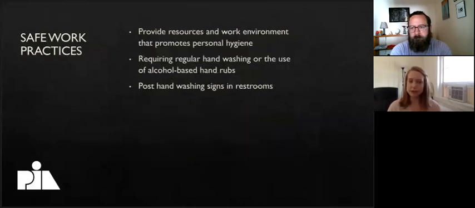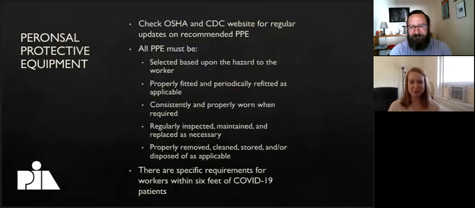And that leads straight into safe work practices, which are providing the resources and work environment that promotes personal hygiene. That includes requiring regular hand washing or the use of alcohol-based rubs, and posting hand washing signs in restrooms. Just like every restaurant that you've been to that you wish you could go to this week, and have all employees must wash hands, because that's a good way to remind people.